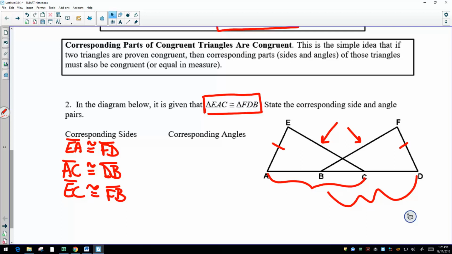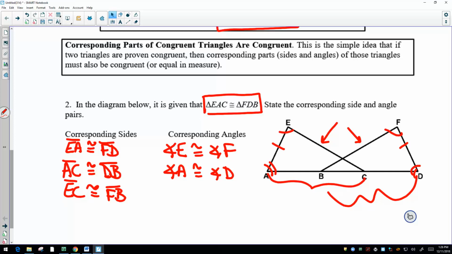Okay, so not only can we do it with sides, but we can do it with angles. Well, with angles, all we need is one letter. So if I take the first letter, angle E, I can see that will correspond with the first letter in the other triangle, F. And if we take the middle letter, that's angle A, I can see that would correspond to the middle letter in the other triangle, angle D. So that's those two. Now the third ones we're going to have to be careful with.